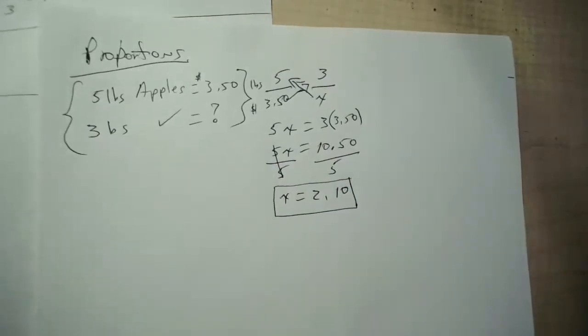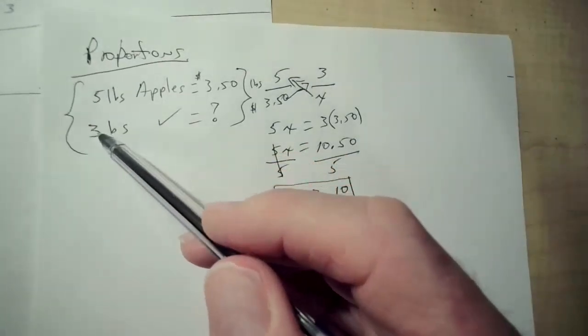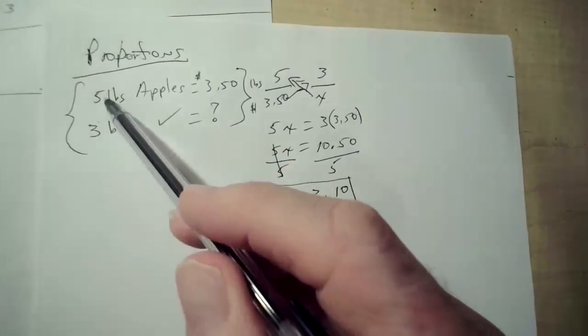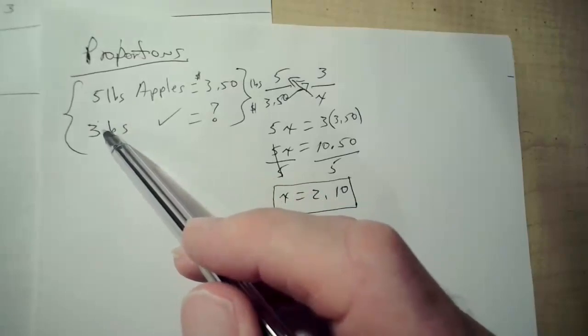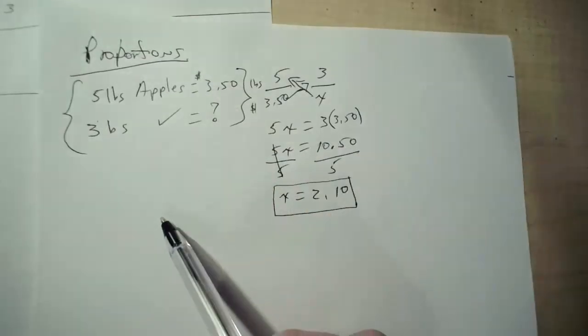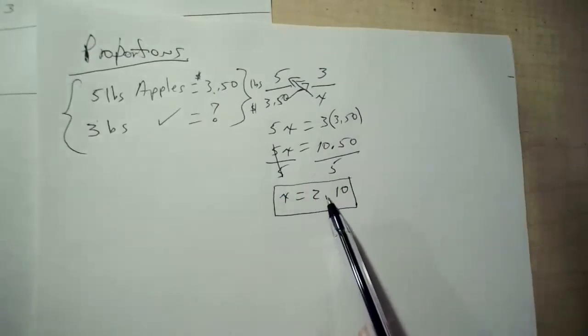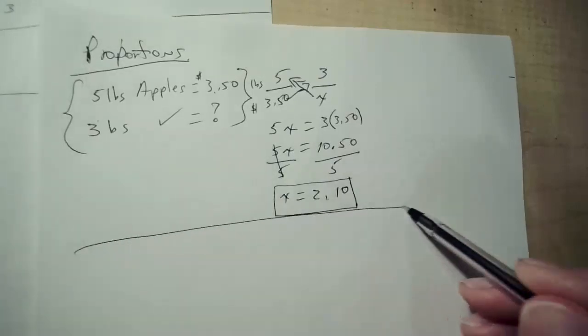Now, you have to ask yourself, does it make sense? Is it reasonable? Now, this is 5 is to 3. 3 is a little more than half, right? A little more than half of 5 would be 2.50, but it's kind of close to about half. And what's half of 3.50? $1.75. So is this close? Yeah, we're probably right.